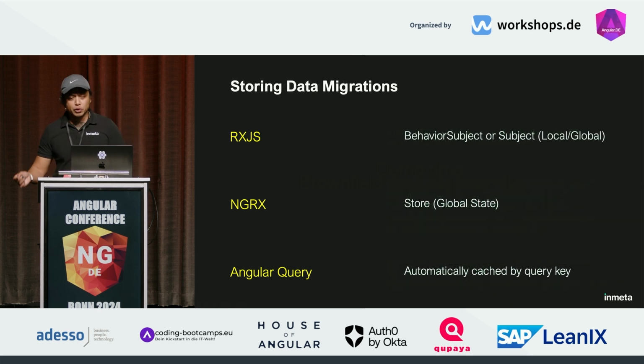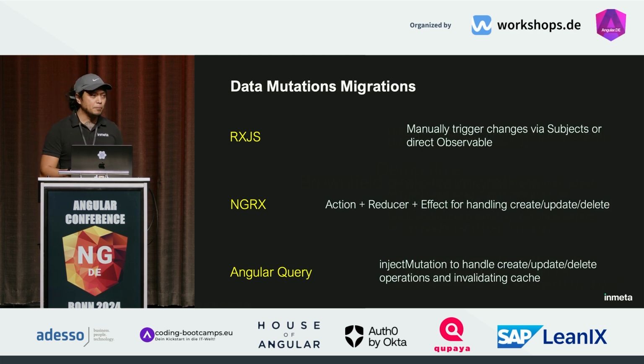What about storing data migrations? The RxJS way, for anyone who's not using any state management libraries, you would use this, right? In NGRX, you're using a store. In Angular Query, it's automatically cached by query key. What about data mutations migrations? RxJS, you manually trigger changes by a subject or direct observable. You have NGRX, action, reducer, effects for handling create, update, delete. Angular Query, inject mutation to handle create, update, delete operations, invalidating cache.